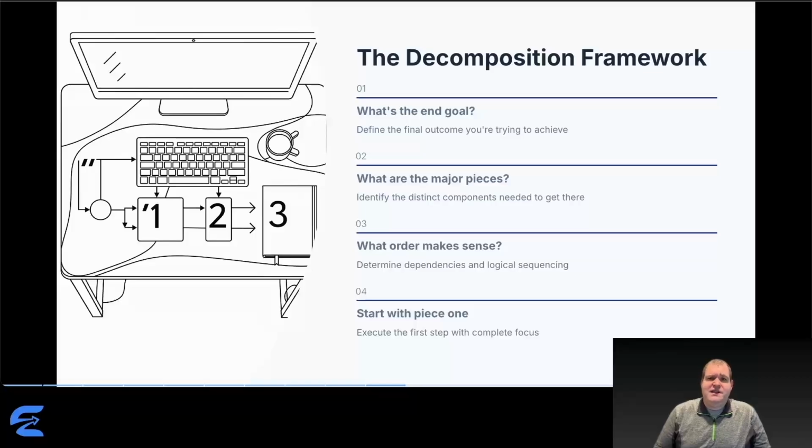So, how do you actually decompose complex tasks? Here's a simple framework. First, define the end goal. What's the actual outcome you're trying to achieve? Not the process, not the steps, the final result. Get crystal clear on that. Second, identify the major pieces. What are the distinct components needed to get to that outcome? Don't overthink this, just break it into logical chunks.